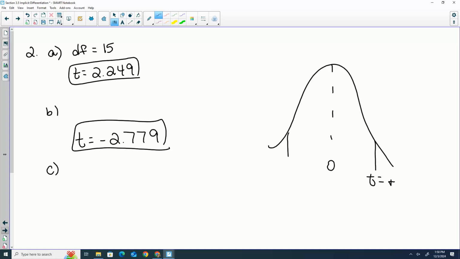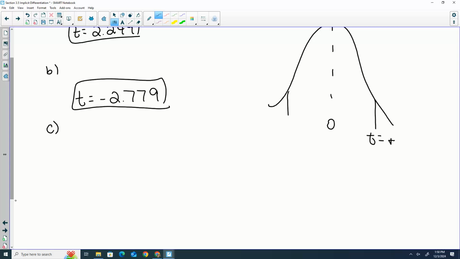All right, C, two-tailed test. Alpha is 0.02. So if it's two-tailed, what do we know about our t's? If alpha is 0.02, the 0.02 is split over the two ends. So how much is actually in each one?